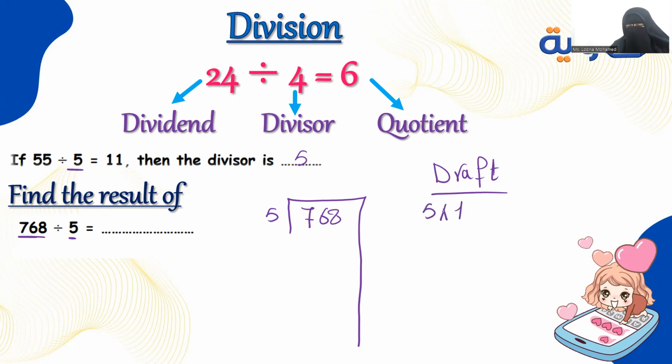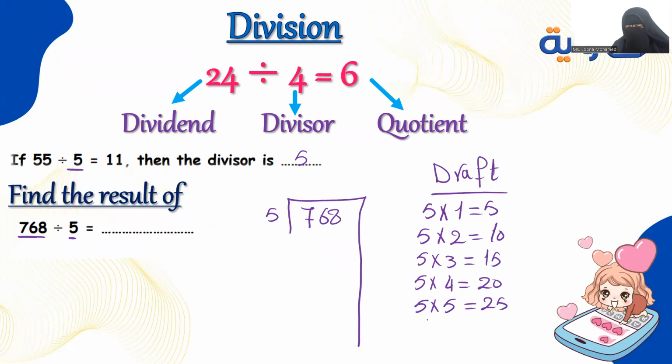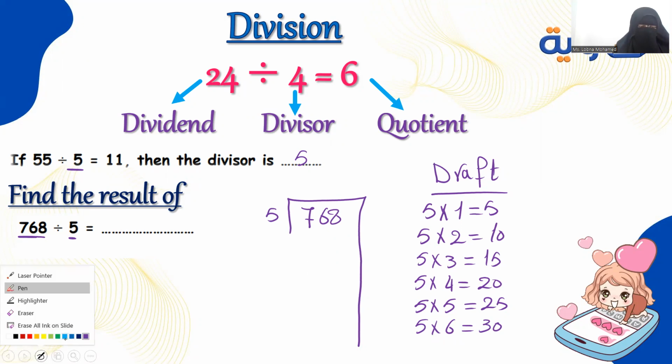5 times 1 equals 5. 5 times 2, it's gonna be 10. 5 times 3 equals 15. 5 times 4 equals 20. 5 times 5 equals 25. 5 times 6 is gonna be 30. And we can continue till 9. But let's stop here. If we need more, we can continue. Okay, let's start to divide.